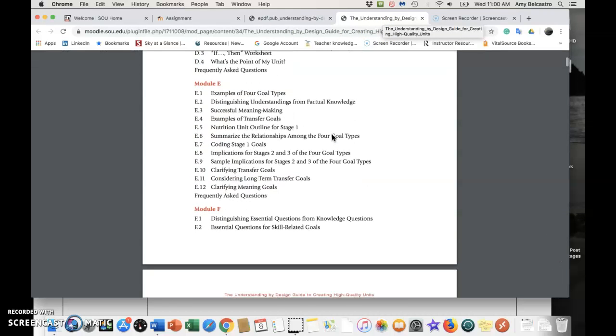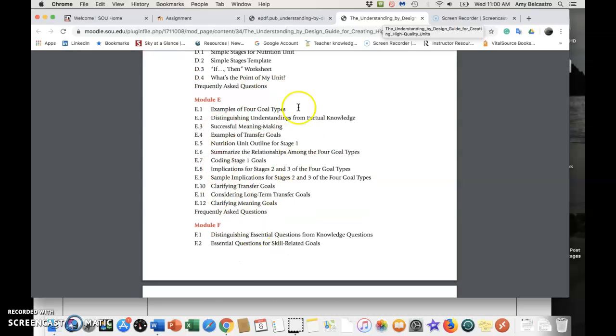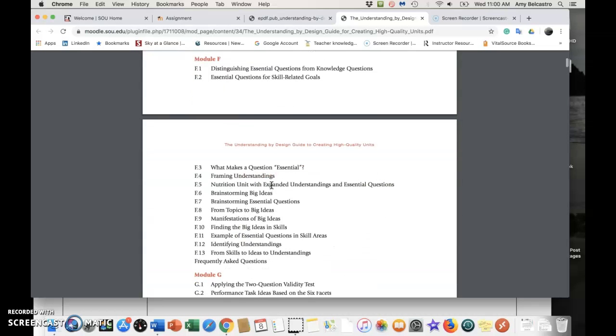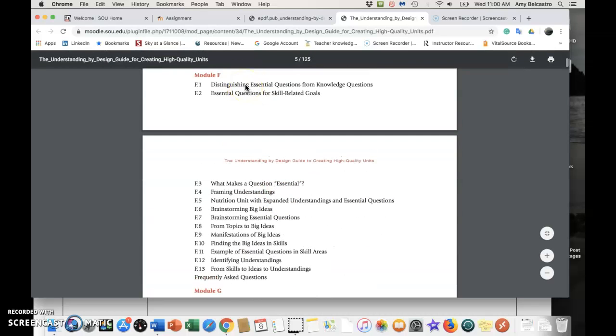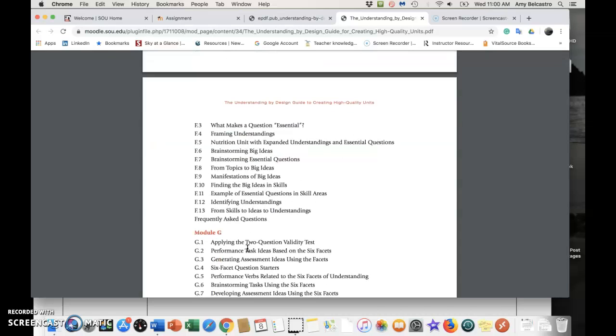table of contents, you'll see examples, everything from examples of different types of goals. So if you're still trying to figure out what that looks like, but specifically, how do you develop essential questions? Under module F, we'll give you examples of how to develop essential questions and enduring understandings.